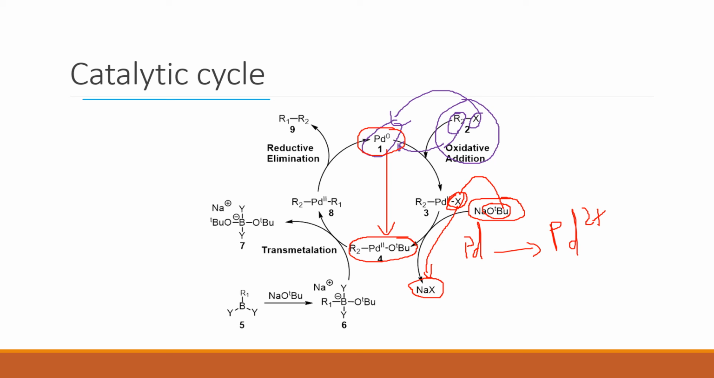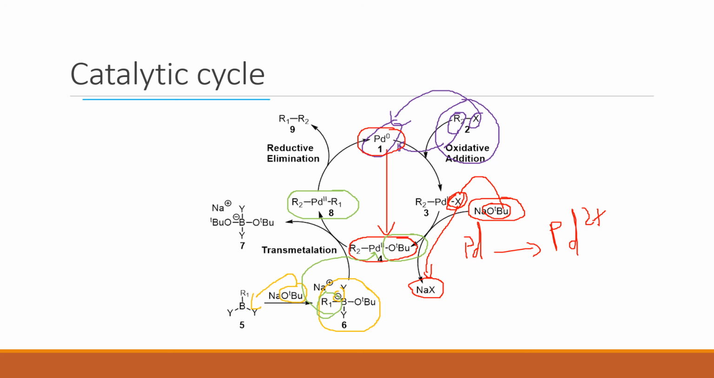Now you've got the species over here. You need to add the R1 group to it. How you do that is through this organoboron species. So the first step here is you add the butoxide basically to the boron species. It becomes negatively charged, and then this R group is going to attach to the palladium. You're going to extract this butoxide off. When you do that, you're left with the R1, R2, palladium 2+.